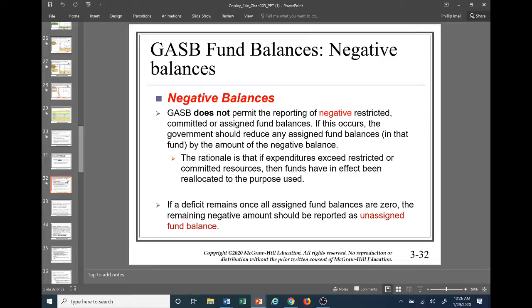So if a deficit remains once all assigned fund balances are zero, so if we've exhausted our assigned fund balance in say the capital projects fund, now it's zero, and we still have a negative fund balance in the restricted or committed, then the remaining negative amount should be reported as an unassigned fund balance. So we would just pull that negative amount and assign that as unassigned. That way we're not in a negative amount, right? So just remember, no negative fund balances are allowed to be reported for restricted, committed, and assigned, right?